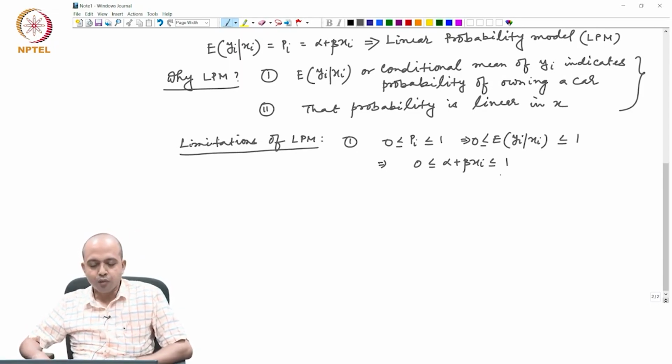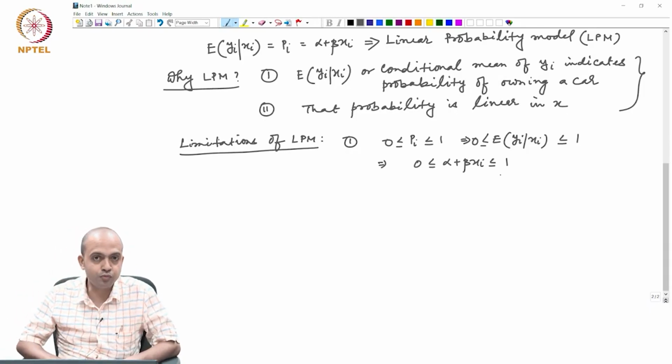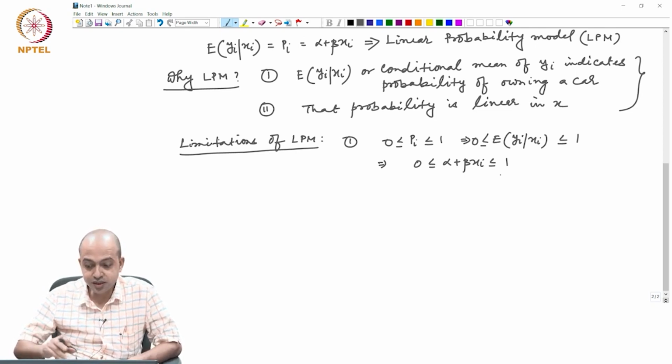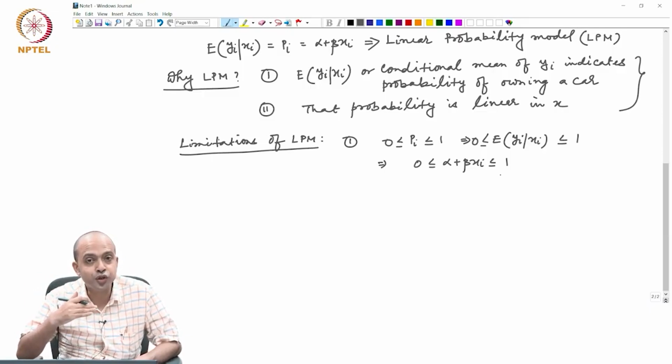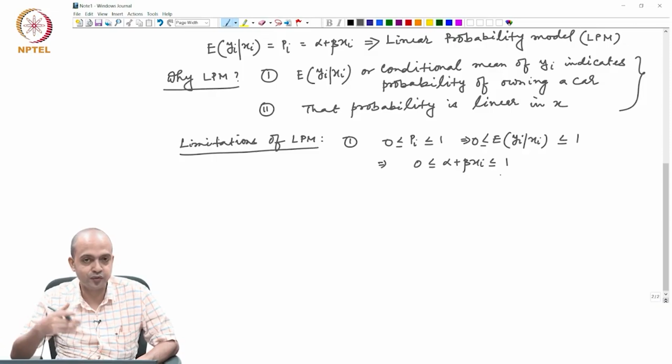But as you can see, suppose this xi denotes income, that means we are trying to understand the probability that a particular household will own a car from that household's income. Since this is a linear function, as income increases, probability of owning a car will also increase. But let us say income is increasing from 40,000 to 50,000, there would be some increase in the probability. Then 50,000 to 75,000, another increase in the probability of owning a car. Then 75,000 to 1 lakh, 1 lakh to 1.5 lakhs, 1.5 lakhs to 2 lakhs, 2 lakhs to 2.5 lakhs.